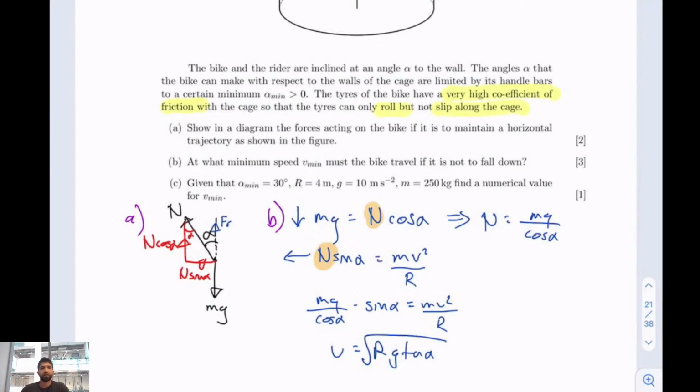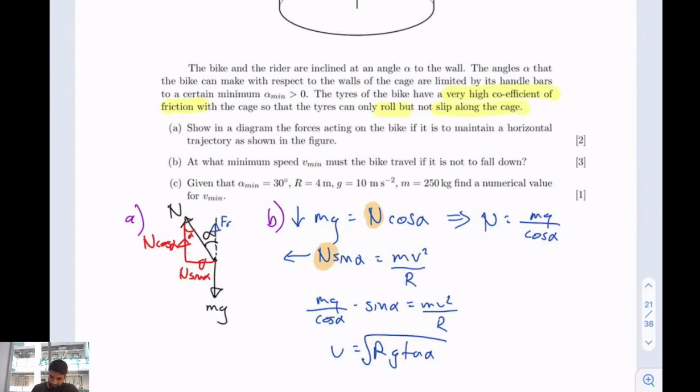So this is the velocity that's required to make the bike go in a horizontal circle. If it's going slower than this, it's not going to be able to maintain a circular motion, because the centripetal force required, as we found using this equation, requires it to move this fast. Anything slower, there won't be enough centripetal force, so it's not going to be in a circular motion. It's going to fall down. So that's part B of the question.